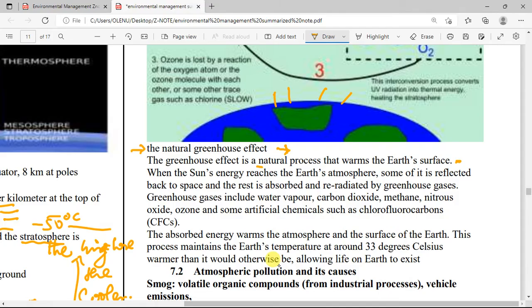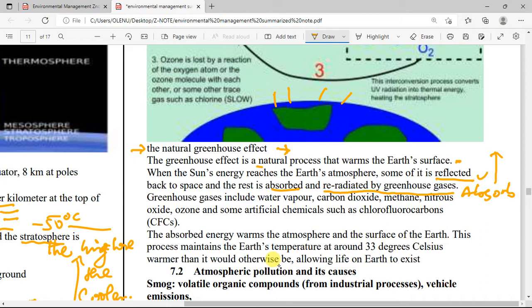So when the sun's energy reaches the Earth's atmosphere, some of it is reflected back to space and the rest is absorbed and re-radiated by greenhouse gases. So greenhouse gases within the atmosphere absorb some of this radiation, and then radiate it back to the earth's surface. So look at reflected, absorbed.